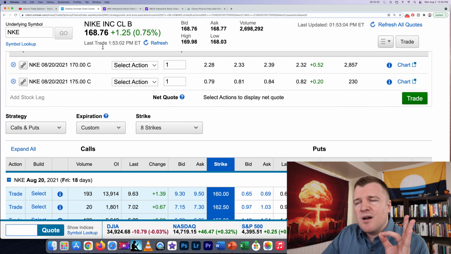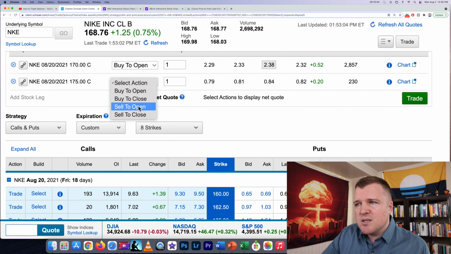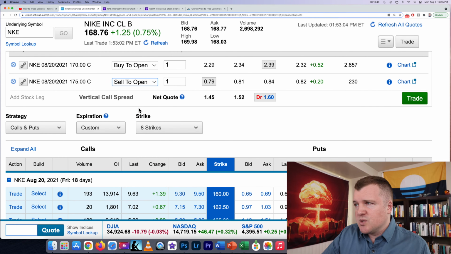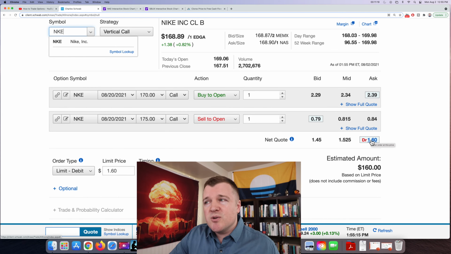So once again, for a debit spread, you're buying whatever's closest to the strike, closest to the share price. So 168, 170, I'm buying to open this one, and I'm selling to open this one. Let's go ahead and click on trade and see what the final results are. So it's giving us a debit amount of 160. So I'm going to have to pay $160 for this debit spread today.